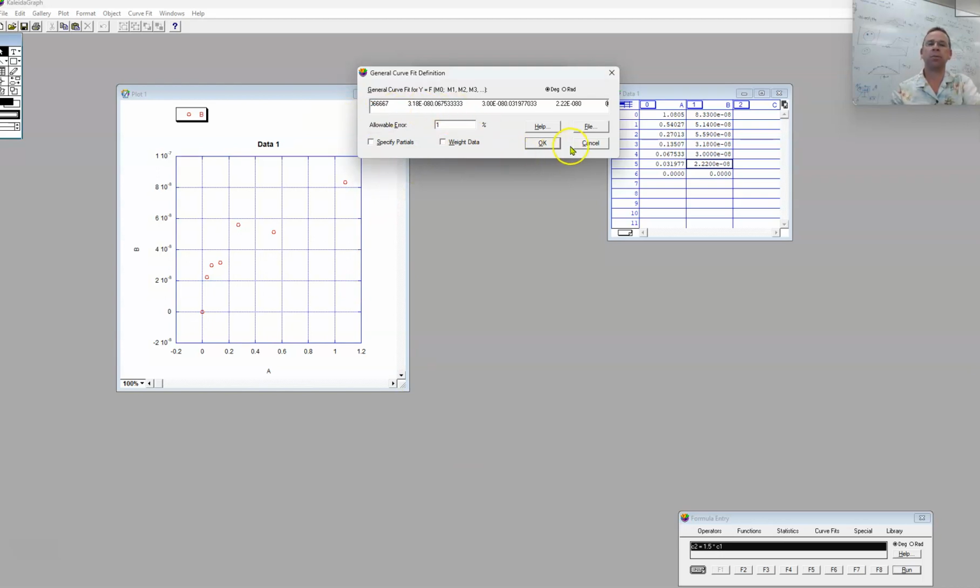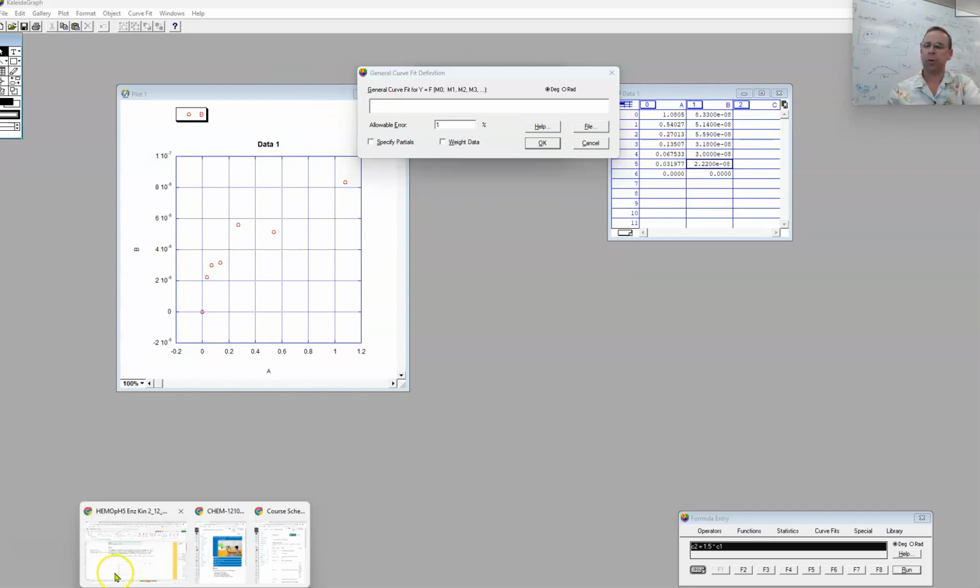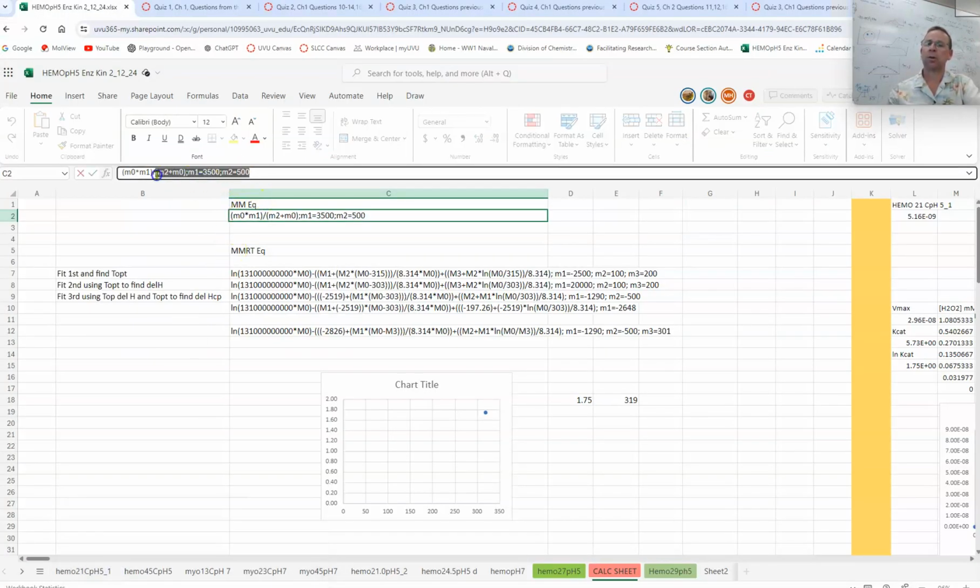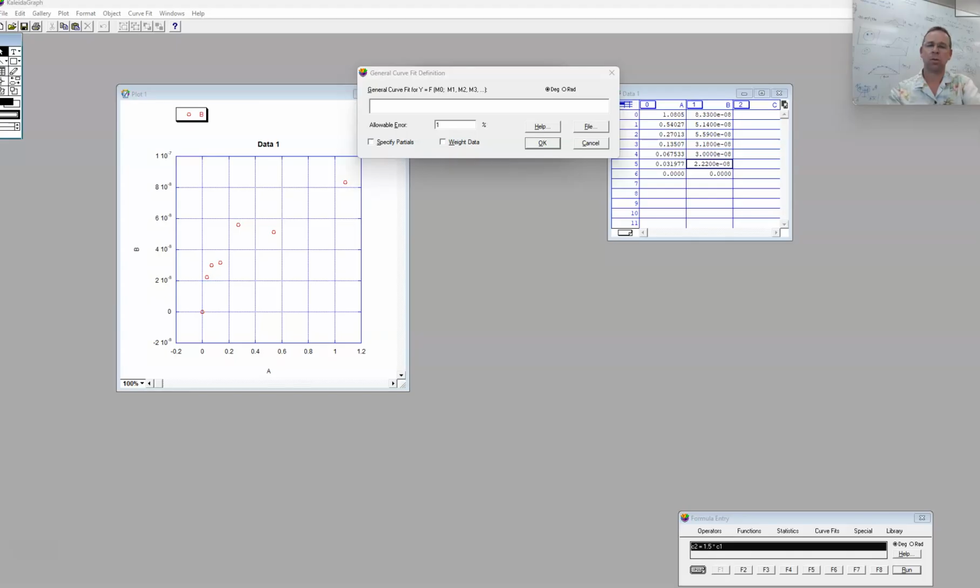Kaleidograph. That's not right. Let's see what happened. I think I got rid of it all. Let's try that again. Control C. Control V. So that time it worked. I guess the last time I didn't copy it well. So this is the Michaelis-Menten equation.